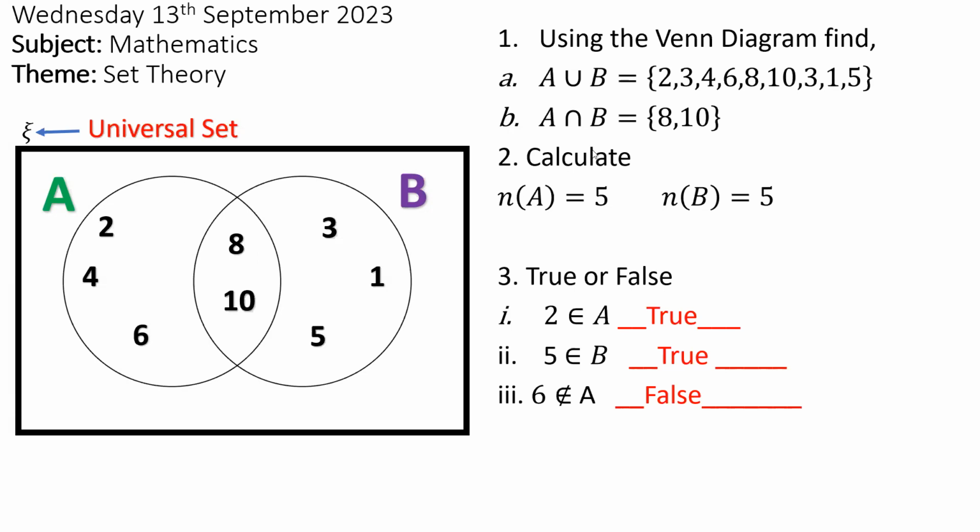Can you repeat that, please? You were lagging. What elements are in the intersection of A and B? 8 and 10. Very good. Why are 8 and 10 in the intersection? Because they are common to both, so they are in the intersection. Very good. They are common to both, so 8 and 10 are inside the intersection.